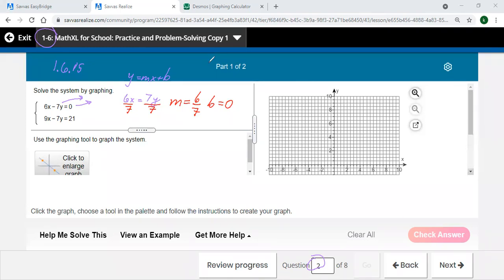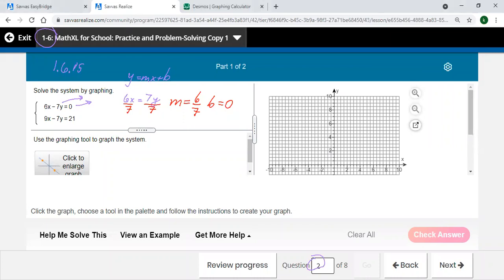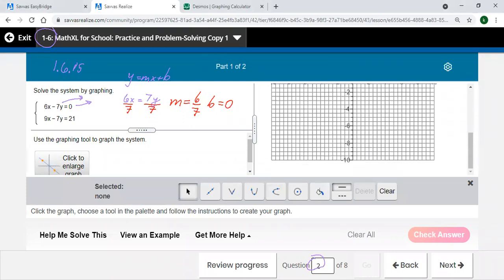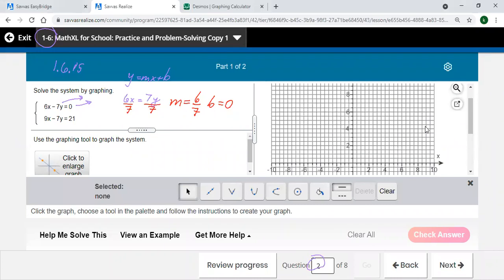Must be a tool down here I could use. You can enlarge the graph there. You can use the zoom buttons up here if you would like. Sometimes that's helpful to zoom in a little bit so that, whoops, I don't want to put it on there. Let me get that up. There we go.